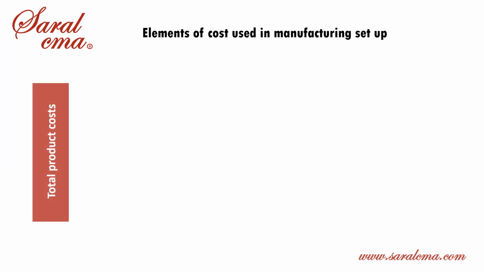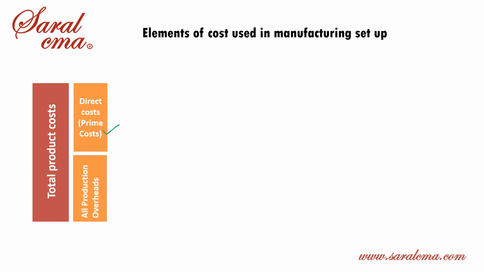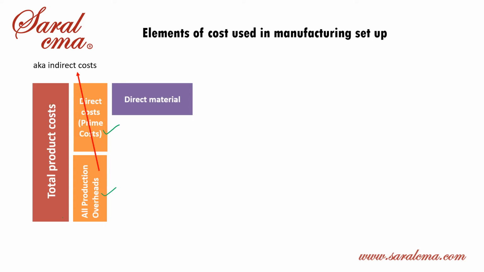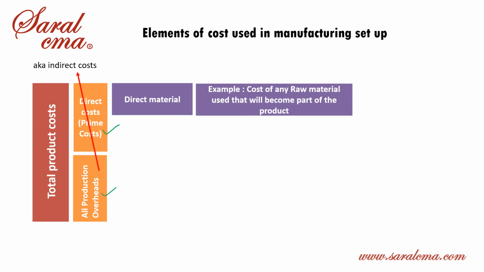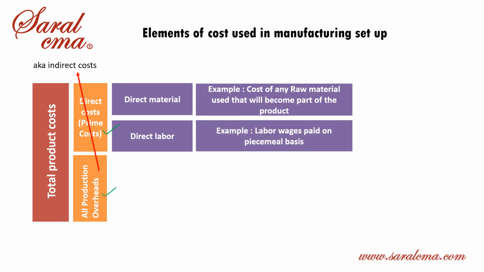Total product cost under process costing will have direct cost, also known as prime cost, and indirect cost, also known as overheads. Under direct cost, we will have direct material. These are the material costs that go into the product. And then we will have direct labor. This consists of labor wages paid on a piecemeal basis.